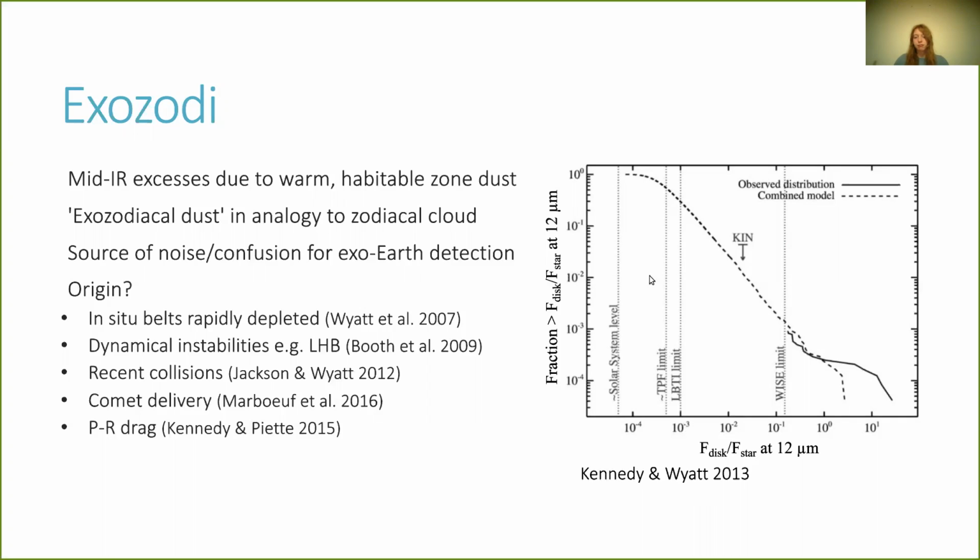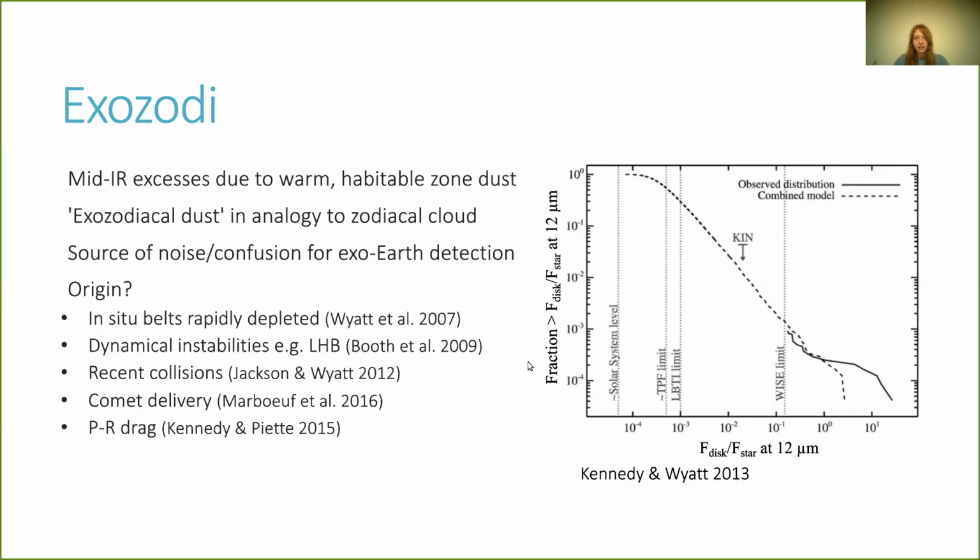This shows the fraction of stars which have a given mid-infrared excess. The zodiacal cloud has an excess of around 0.01%. Previously with WISE, we could detect that around 1 in 300 stars has an excess of at least 10%. More recently, we can detect down to 0.1% using nulling interferometry. And the limit for confusion for directly imaging Earth-like planets is around 10 times the zodiacal cloud.